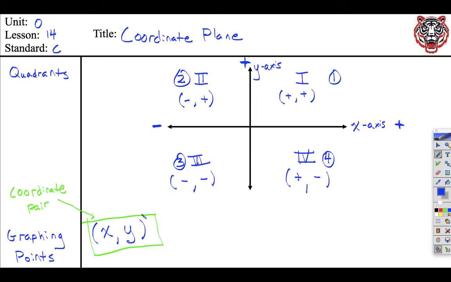All right, so when I graph points, the procedure, and you hopefully knew the procedure from the warm-up, is as follows.